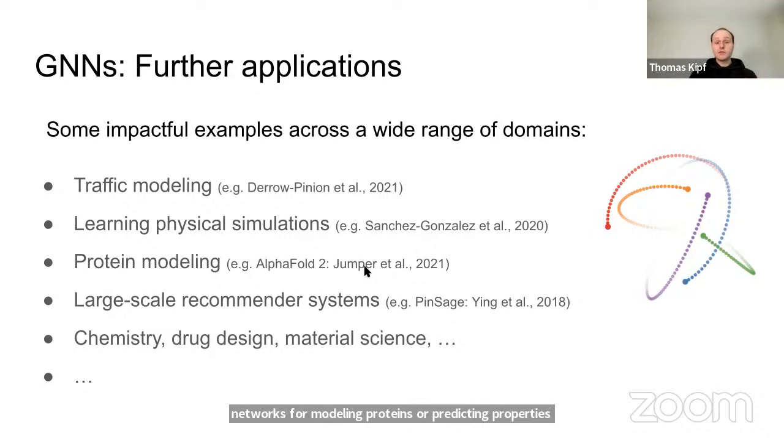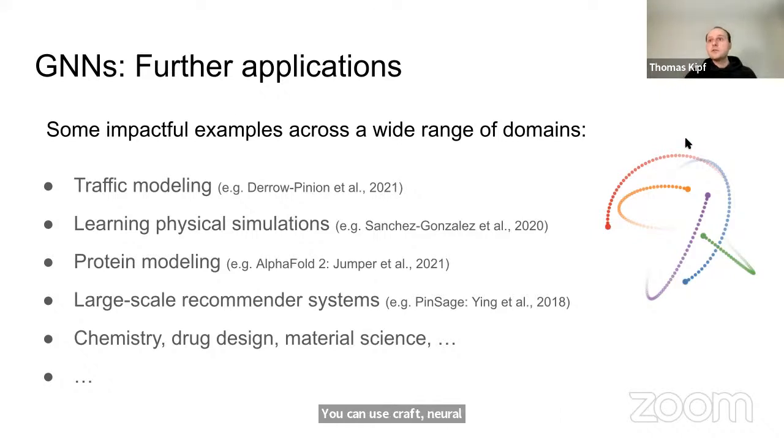Then also things like large-scale recommender systems. In practice, a lot of companies at least have blog posts that describe how they use those. For example, Pinterest has a blog post on that, or Airbnb on how they use graph neural networks for recommendation systems. And things also like chemistry, drug design, material science, developing new materials. You can use graph neural networks in many of these examples.